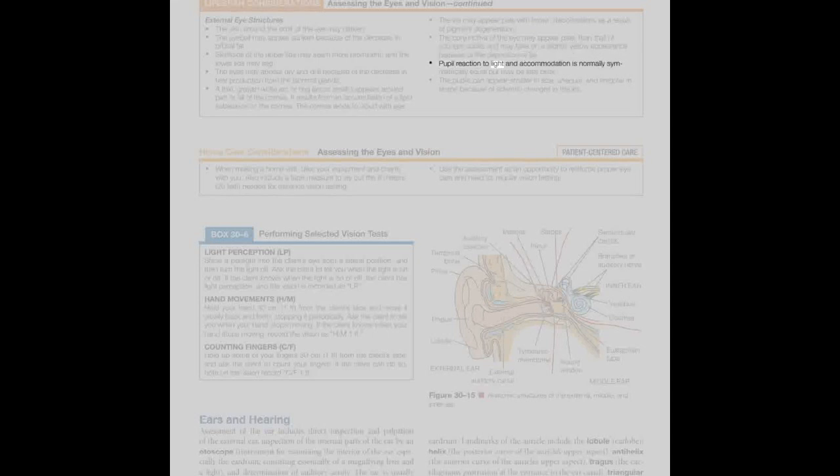Pupil reaction to light and accommodation is normally symmetrically equal, but may be less brisk. The pupils can appear smaller in size, unequal, and irregular in shape because of sclerotic changes in the iris.